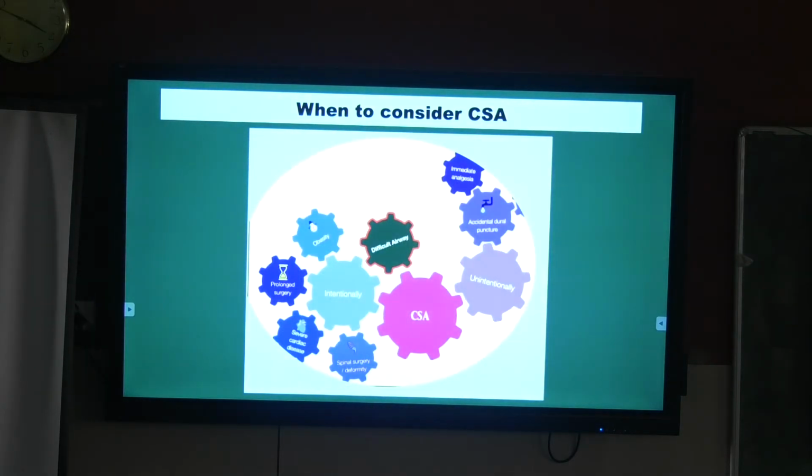Now, when to consider CSA? It can be intentional or unintentional. Unintentionally, when you have an accidental dural puncture. Intentionally, it can be thought of in cases where there is a difficult intubation or long duration surgery, obese parturients or patients with obesity for long duration surgeries, difficult airways, prolonged surgeries, and patients who have had previous spinal surgeries or deformities in the spine, where the epidural may not act properly.